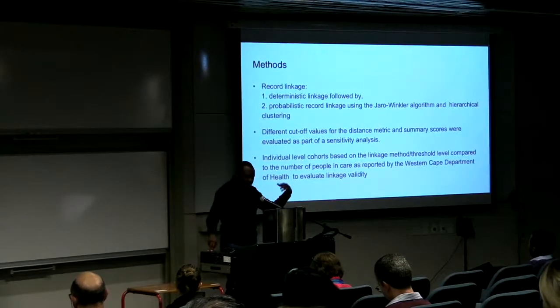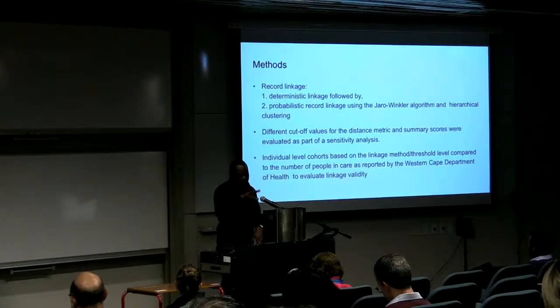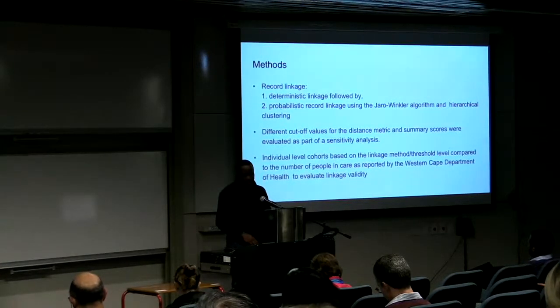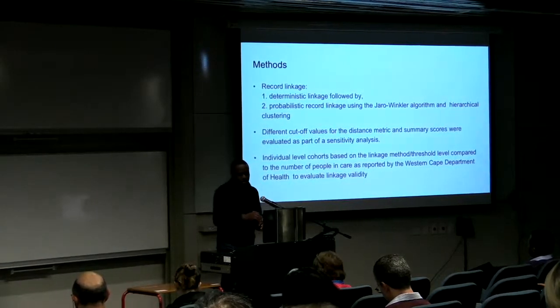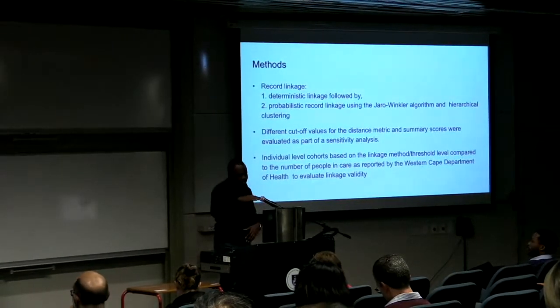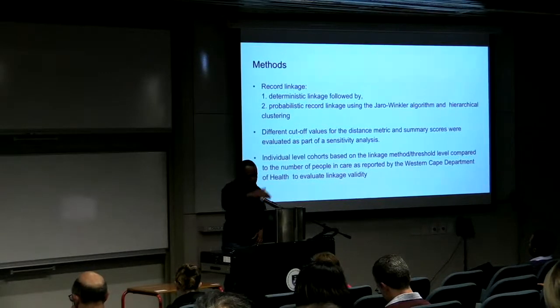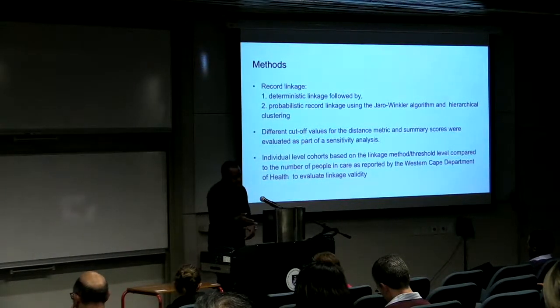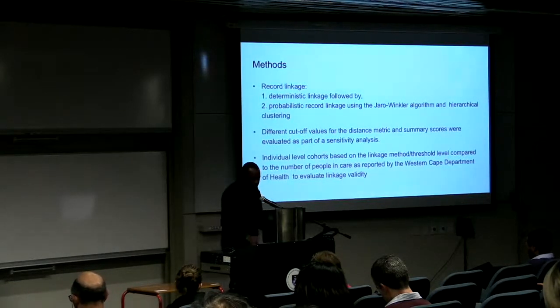So from what we got, we had different cutoff values for the distance metric, which is the Jaro-Winkler distance metric, and we created summary scores, which you evaluate. If it's above a certain threshold, you'd say it's a match. If it's below, it's not a match. So we used that also as part of our sensitivity analysis.